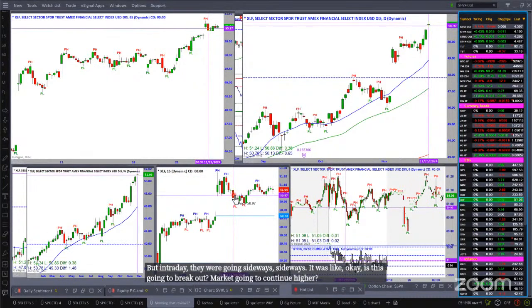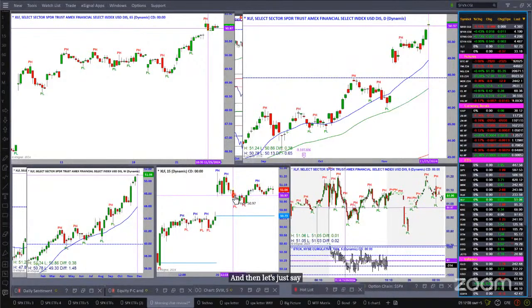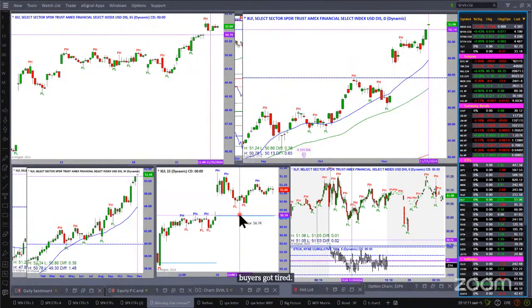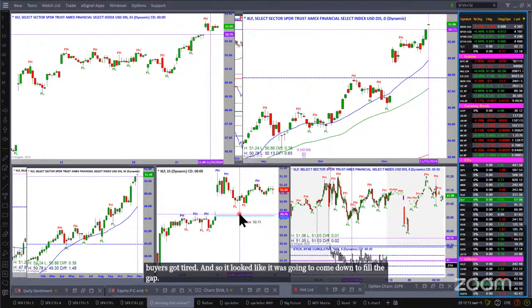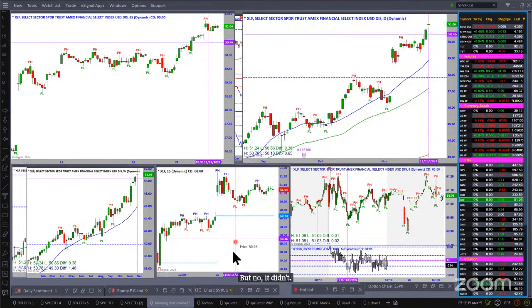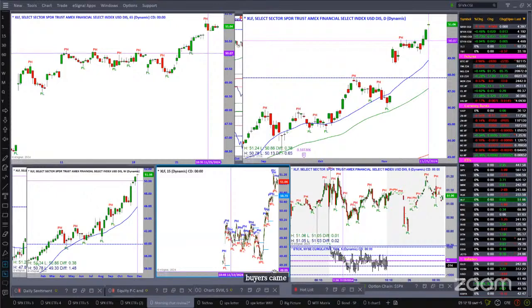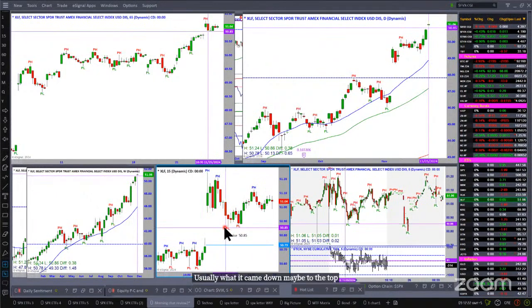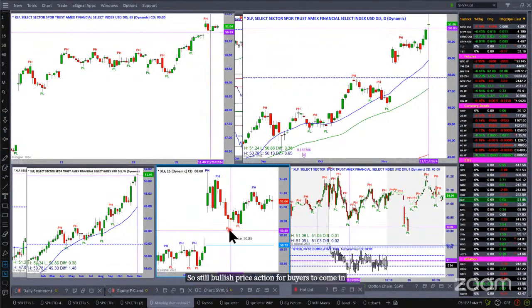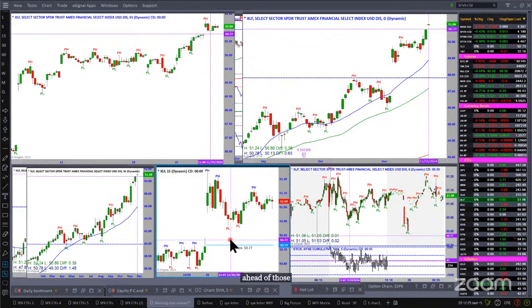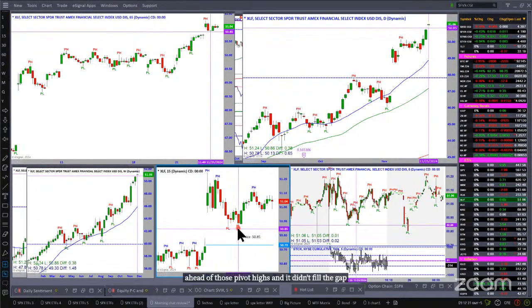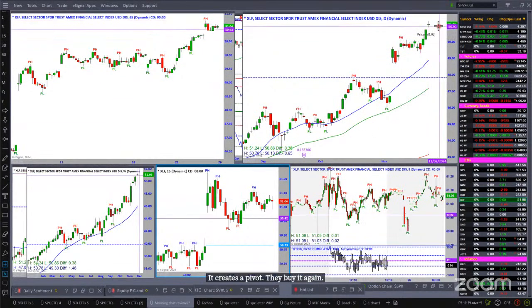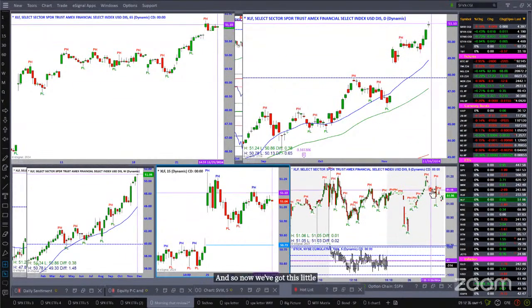And then let's just say buyers got tired. And so it looked like it was going to come down to fill the gap. But no, it didn't. So buyers came in a little sooner. I'm just looking here. Usually it would have come down maybe to the top of these pivots, but it didn't. So still bullish price action for buyers to come in ahead of those pivot highs, and it didn't fill the gap. It creates a pivot. They buy it again. And so now we've got this little doji bar, and so far it's holding on to the gain. So that's a positive.